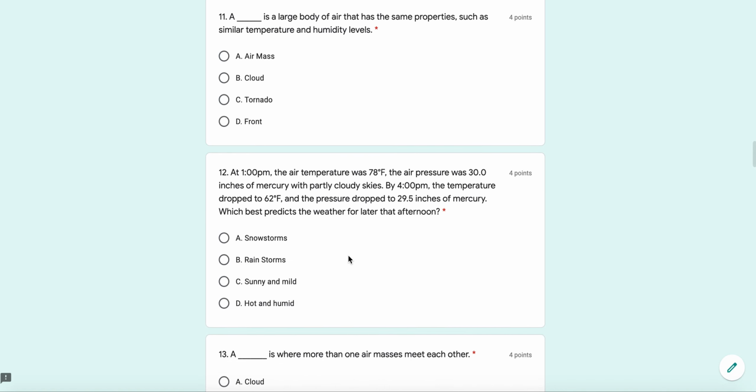Number 11, a blank is a large body of air that has the same properties, such as similar temperature and humidity levels. A, air mass. B, cloud. C, tornado. D, front.